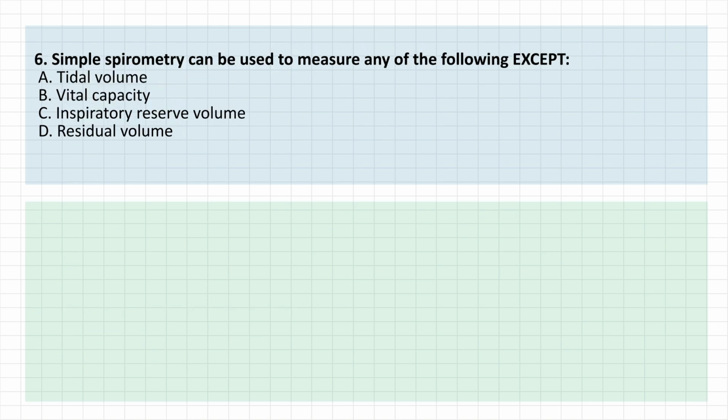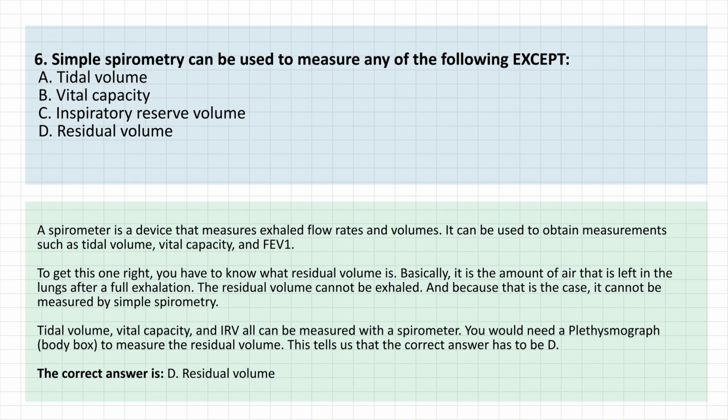6. Simple spirometry can be used to measure any of the following except A. Tidal volume. B. Vital capacity. C. Inspiratory reserve volume. D. Residual volume. The correct answer is D. Residual volume. A spirometer is a device that measures exhaled flow rates and volumes. It can be used to obtain measurements such as tidal volume, vital capacity, and FEV1.